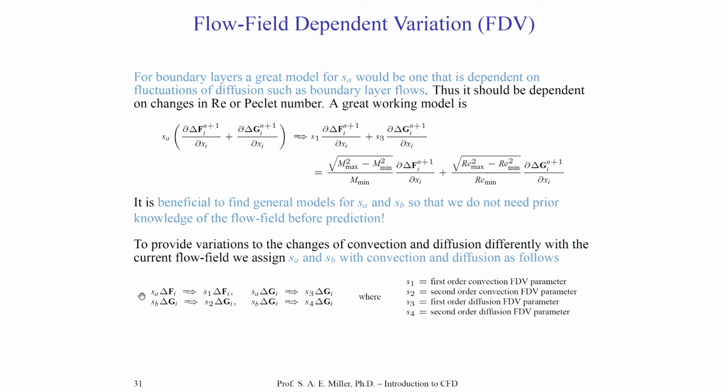We might note that SA with delta F will be called S1. SA with delta G will be S3. SB with delta F will be S2, and SB with delta G will be S4. So now we have divided SA and SB into 4 different parameters, depending on whether it's operating on the fluxes F or G. S1 we'll look at as the first order convection FDV parameter. S3 will be the first order diffusion FDV parameter, and S2 and S4 will be the second order terms for the convection and diffusion parameters.